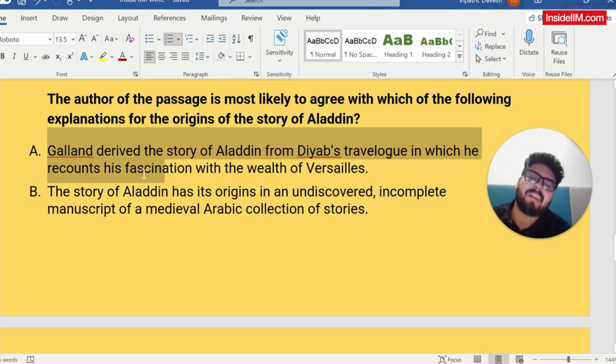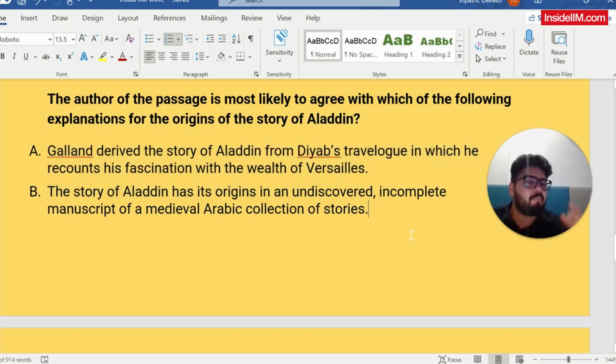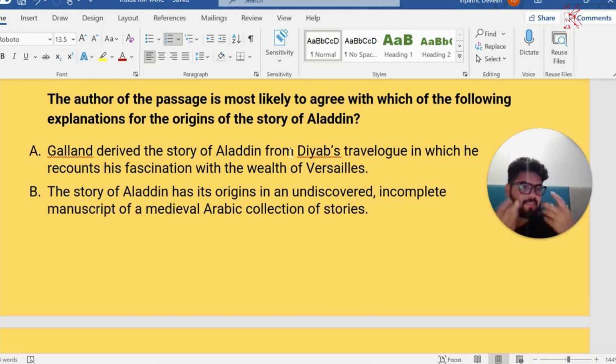People would have gone ahead and marked this answer and they would have fetched a negative 1 mark. See how beautifully these traps are being created for you. The story comes from Diab's travelogue rather than from Diab himself. You need to be very, very careful while you're taking the exam. Don't let the exam rush get over you. Enjoy the process, enjoy the art of reading, and only then will you be able to knock the questions off without taking any tension as far as the passage itself is concerned.